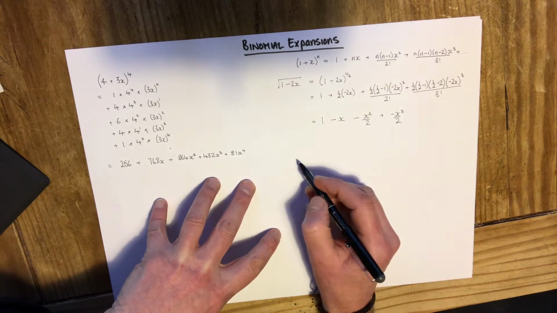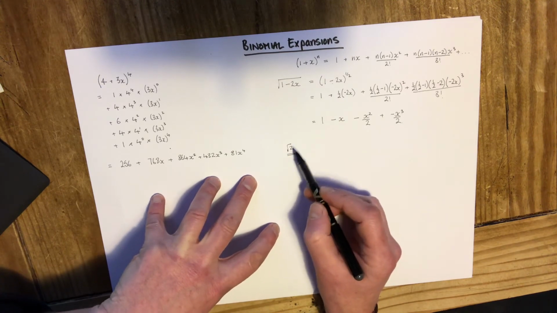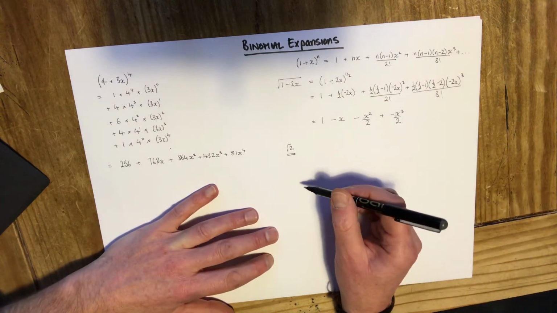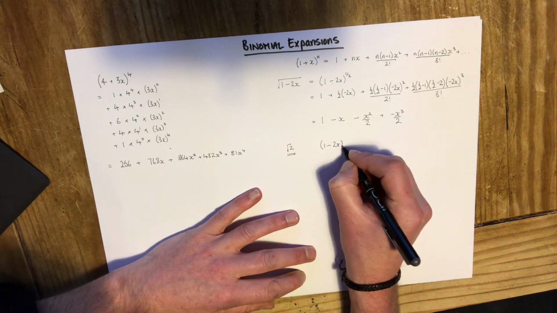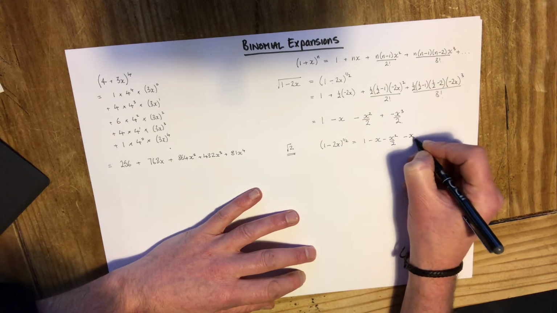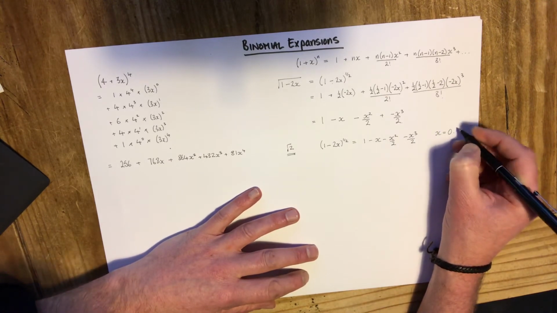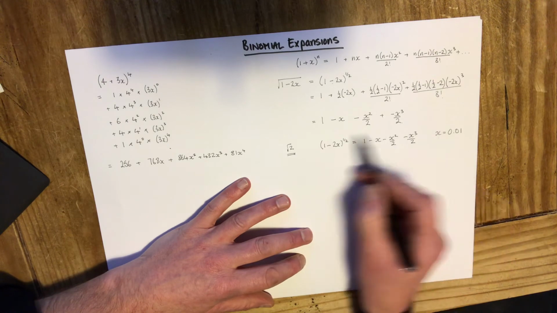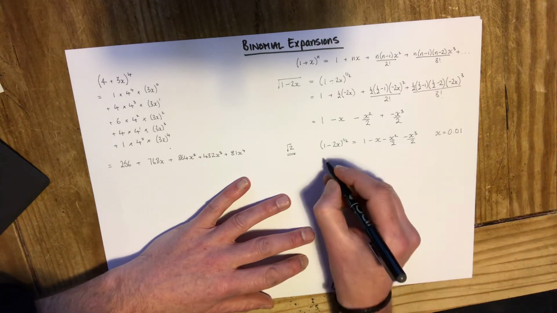So let's say we wanted to use this to work out an approximation for the square root of 2. Now sometimes it'll be quite obvious how you're going to get square root of 2 out of this, and sometimes you've just got to go with what the question says. So the question is 1 minus 2x to the power of a half equals 1 minus x minus x squared over 2 minus x cubed over 2. The question states by substituting in x is 0.01, find an approximation for the square root of 2. But when you first look at this, you'll go, well, where on earth is the square root of 2? I can't see it. Well, let's just substitute that in and see what happens.